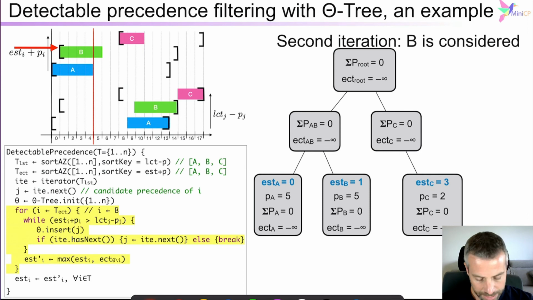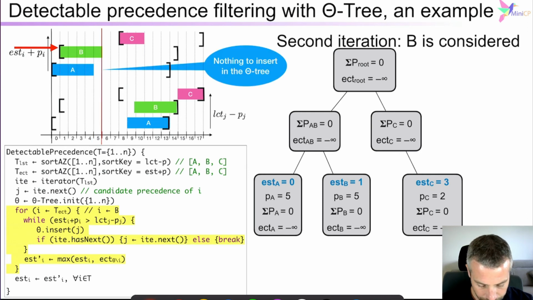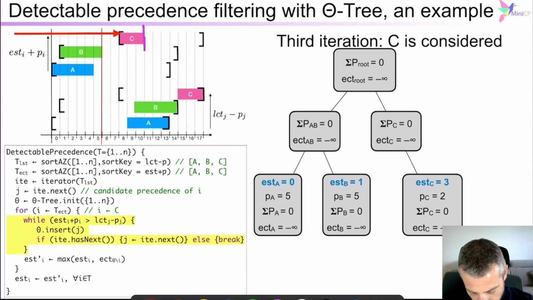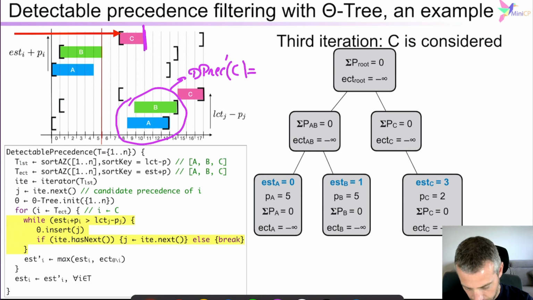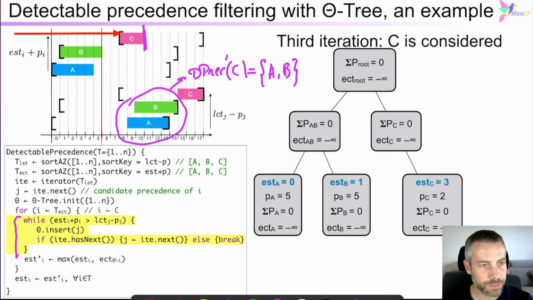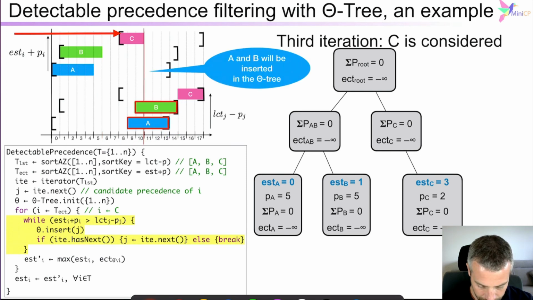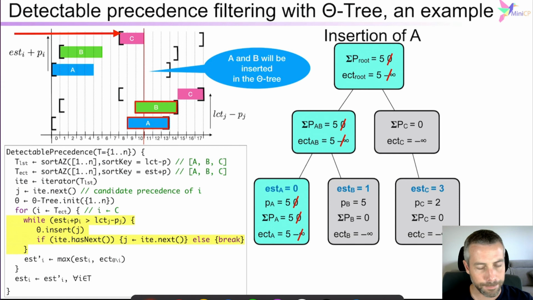It becomes a little bit more interesting when you insert the activity C. Okay, when you insert the activity C, now you have in the detectable precedence set of activity C, you will include A and B. Okay, A and B will be part of the detectable precedence set of C. Okay, and so the while loop will insert them inside the theta tree. So you insert first the activity A and then the activity B inside the theta tree.